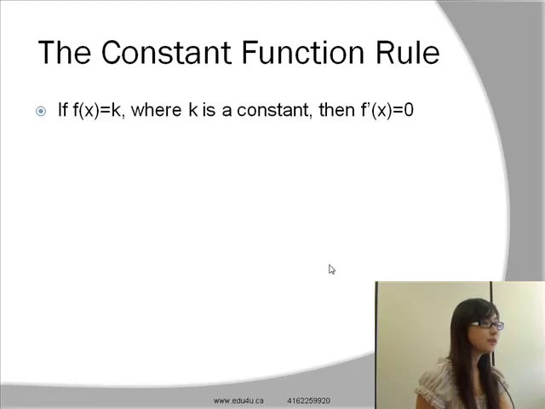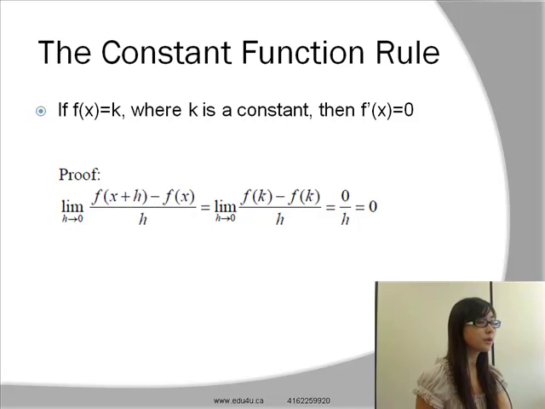Next, we have the constant function rule. If we have the function f of x equals k, where k once again is a constant, then the derivative of f of x will be equal to 0. The proof for this is very simple.